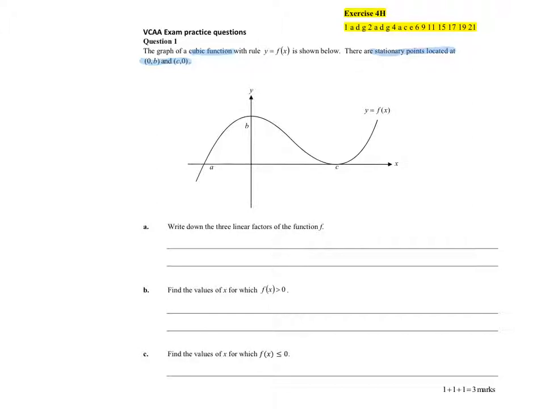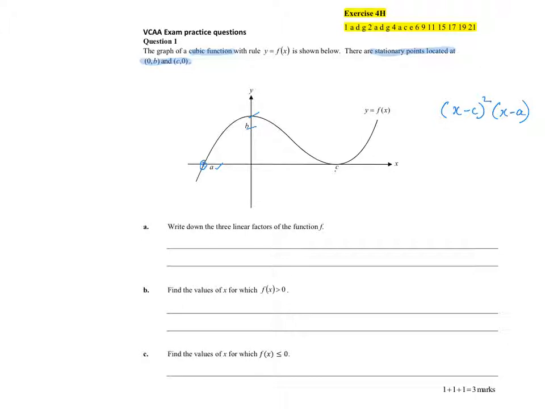So given that the point at C is an intercept and a stationary point, it's going to be x minus c all squared. At A, we have an intercept, so it's going to be x minus A. Now, the key there is, even though A is over here on the negative side of the axis, we're calling it positive A. They've called it positive A. So the intercept is at x minus A. And the y-intercept at B.